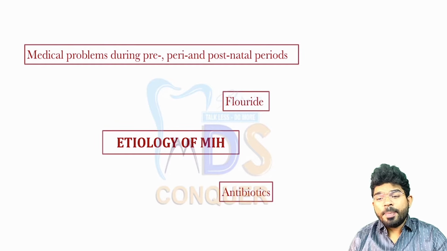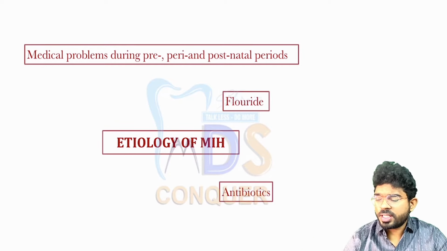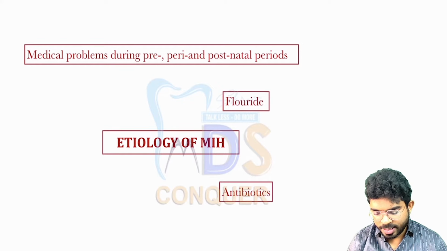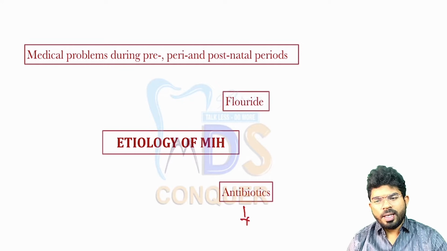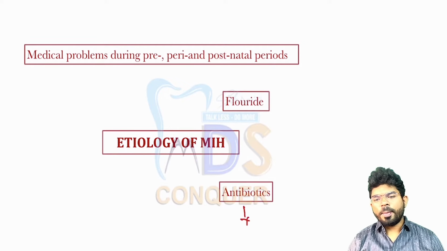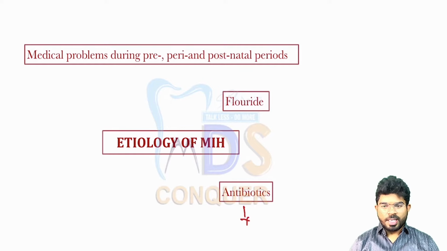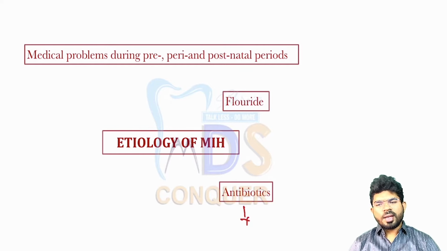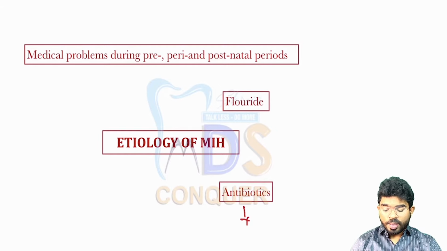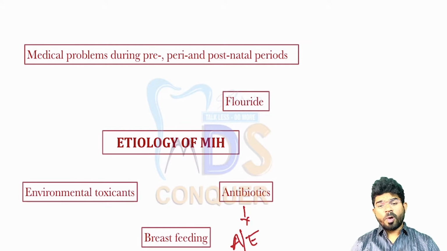The next one is antibiotics. There are a few antibiotics which can lead to MIH, particularly the antibiotics mentioned in references: penicillins, particularly amoxicillin, followed by erythromycin. There are a few drugs associated with hypomineralization that can also lead to MIH, but specifically it is the antibiotics amoxicillin and erythromycin.